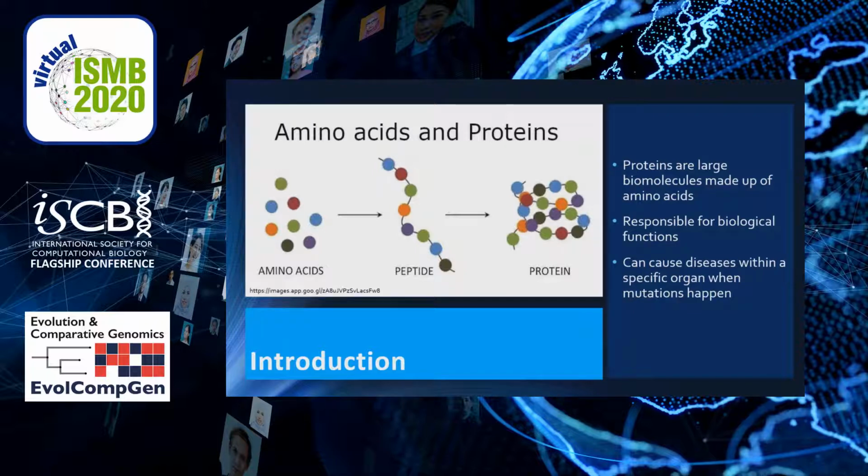So in the human body, genes are responsible for creating proteins, and proteins are essentially large biomolecules or macromolecules made up of various amino acids. Proteins are also largely responsible for biological functions in our body, but when mutations happen to a certain part of a protein, they can ultimately result in diseases within a specific organ, such as the brain. So it becomes important for scientists to be able to identify the section of a protein sequence that might have experienced mutations or change, or is responsible for a large, crucial biological function in our body.